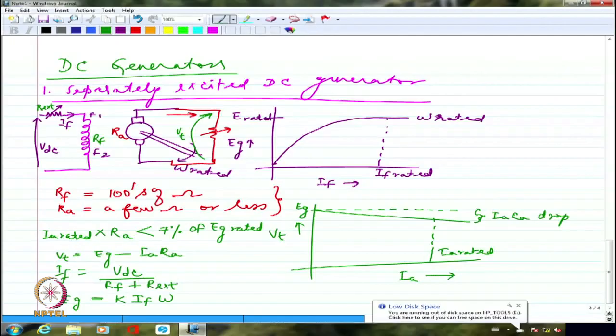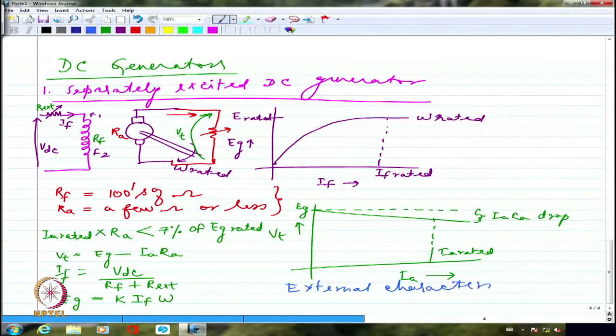So the K is still related to the machine constants, like parallel paths, number of conductors, poles, all those things. These are the equations that govern the operation of a separately excited DC generator. By the way, what we observe here is the load terminal voltage and the load current, which is external to the machine. So we call this the external characteristics of the machine, whereas this is the open circuit characteristics of the machine.